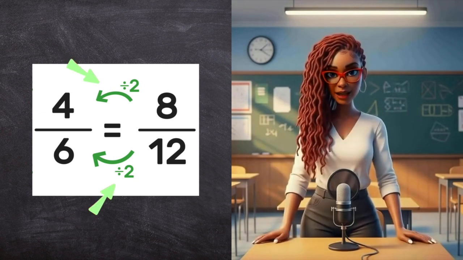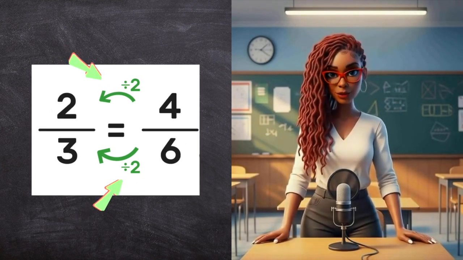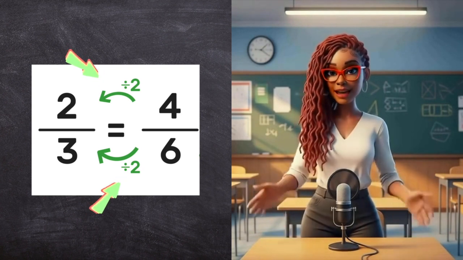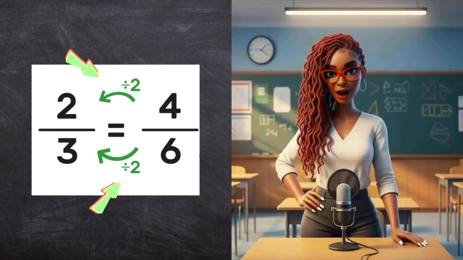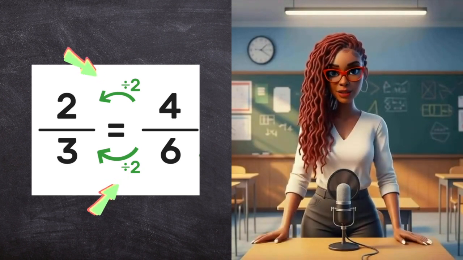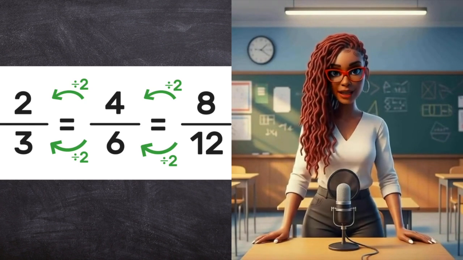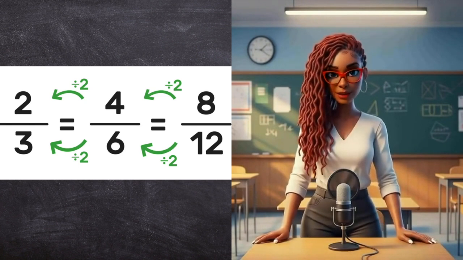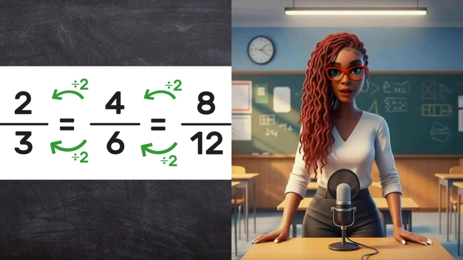All right, let's keep moving. Let's simplify again. 4 divided by 2 is 2, and 6 divided by 2 is 3. We get back to our original fraction, 2/3. This process is called simplifying a fraction. It helps us to write it in its smallest form. You see that?